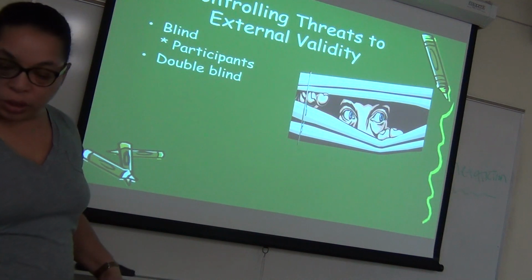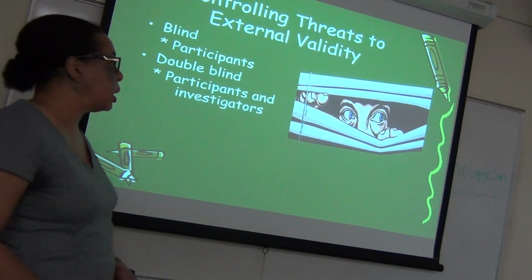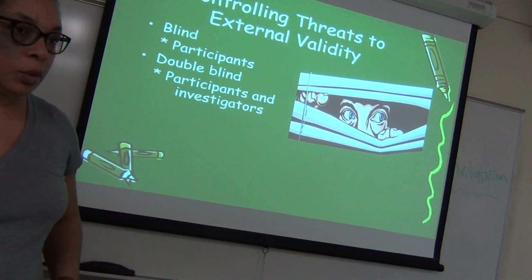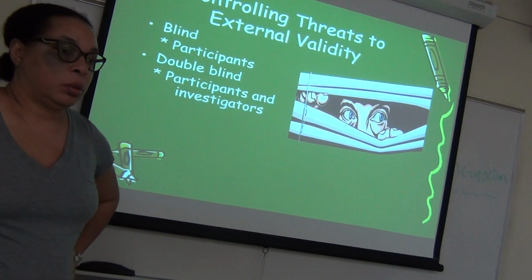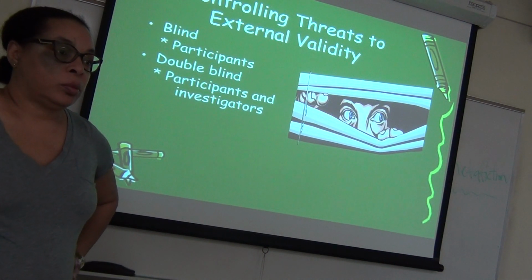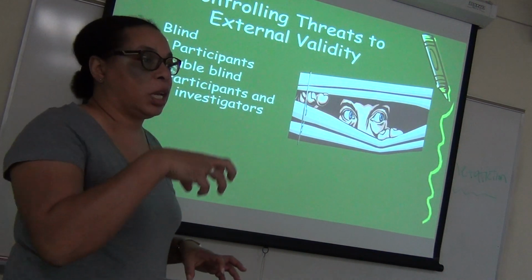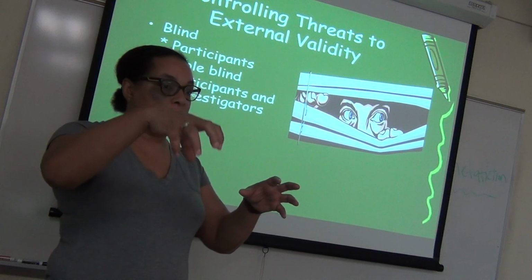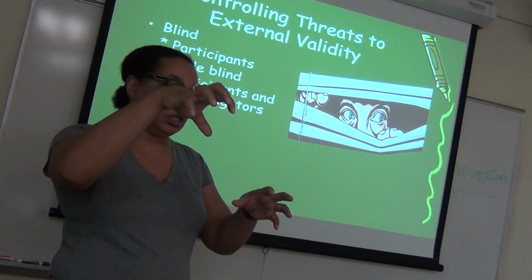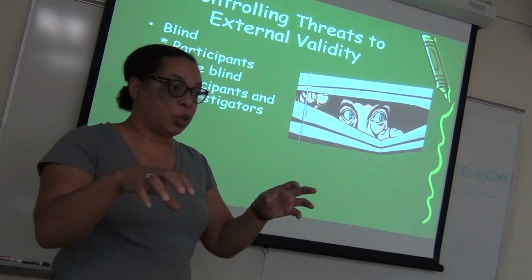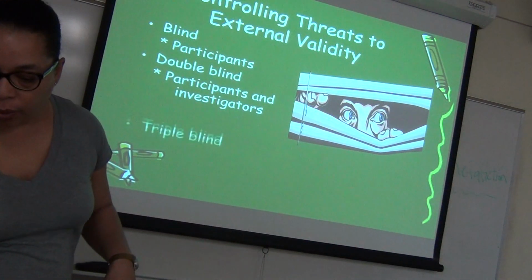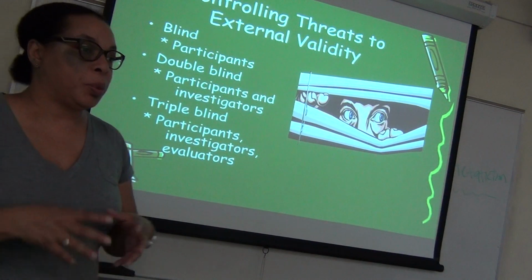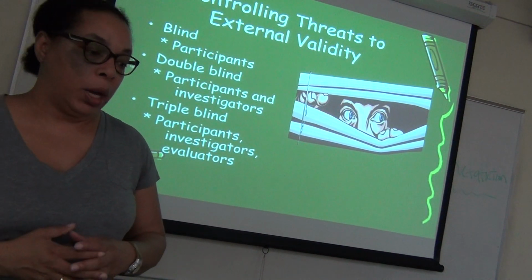You can do another thing called double blind. You'll hear people talk about a double blind study. Here the participants and the investigators don't know who's getting what treatment. When we're talking about investigators, we're not necessarily talking about the staff implementing, but the people overseeing the evaluation or the implementation of the intervention; they don't know who's getting what treatment and who's in which group. And if you do triple blind, now you're doing participants, investigators, and evaluators. So even the people who are collecting the data don't know who's getting what treatment.